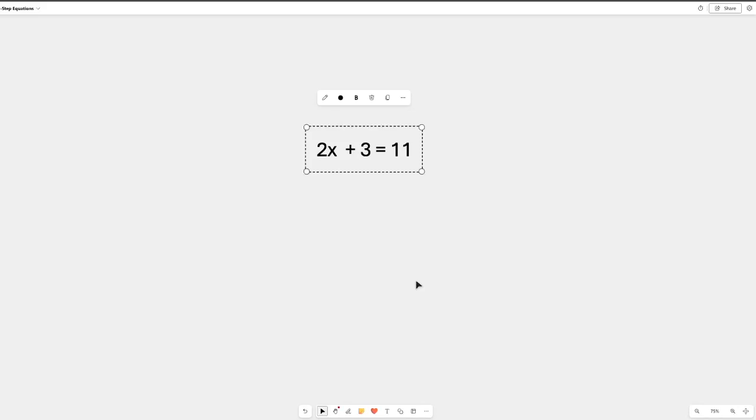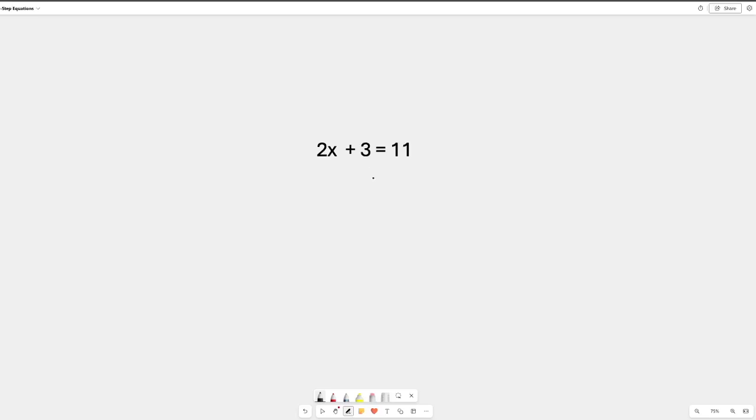Hi everyone. So today we're going to be learning about two-step equations and how to solve them. It's quite easy and very straightforward. As the name suggests, it's going to be two steps to solve each equation. So let's get started. So we have 2x plus 3 equals 11.